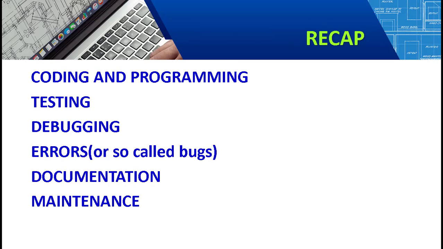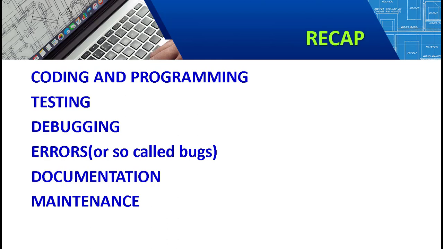And then we studied coding and programming, testing, debugging, and errors. We studied different types of errors: syntax error, semantic error, and runtime error. So what is a syntax error? A syntax error is an error that occurs due to the wrong use of syntax. Runtime errors are detected during the execution of the program, and a semantic error is an error that occurs due to the wrong use of logic. These are the different types of errors that we have studied.